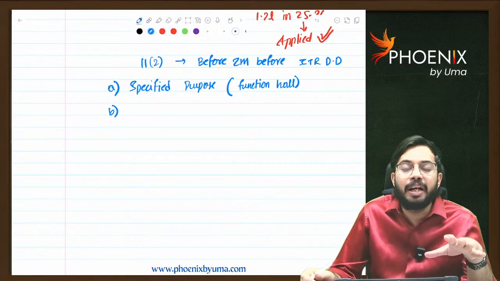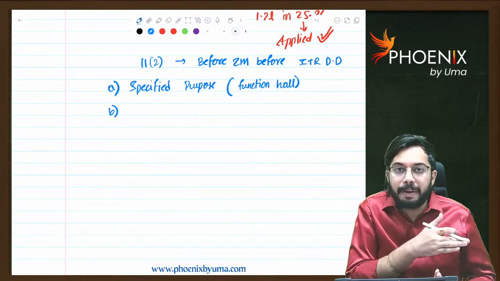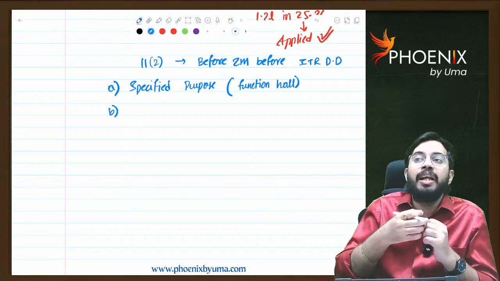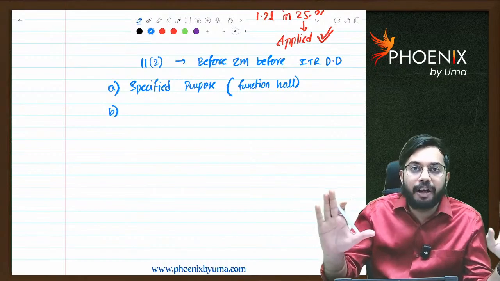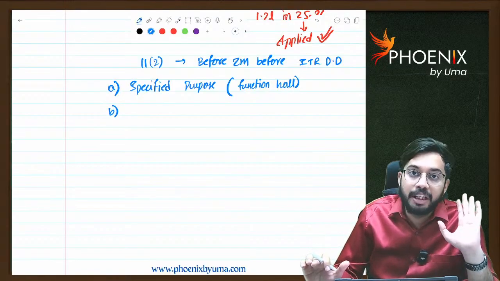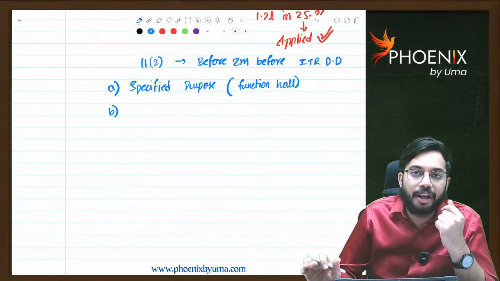Maximum I can accumulate is 5 years. See, this is 24-25. Ignore the current previous year. Other than the current previous year, in the next 5 years, I can accumulate the money. I can build the function hall. I can utilize all this money for the purpose of construction of this function hall. And in the current previous year, I can claim it as applied. Are you able to understand?